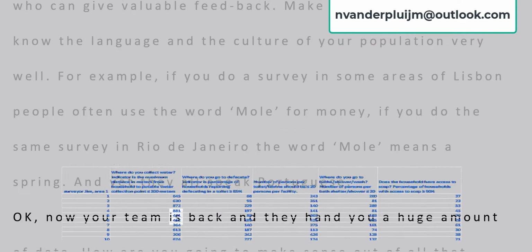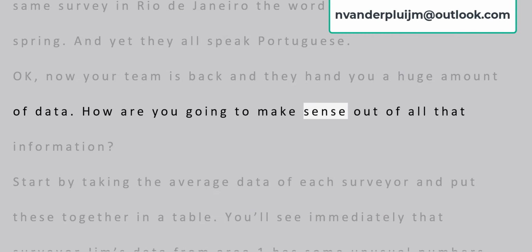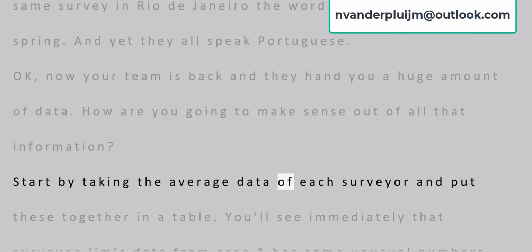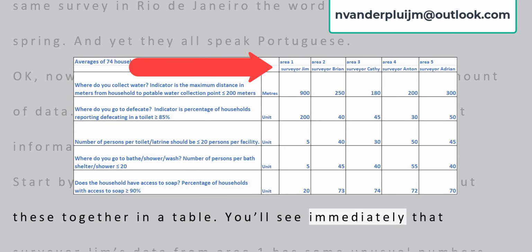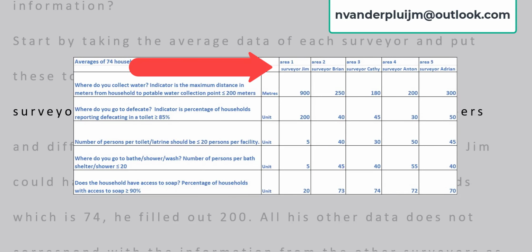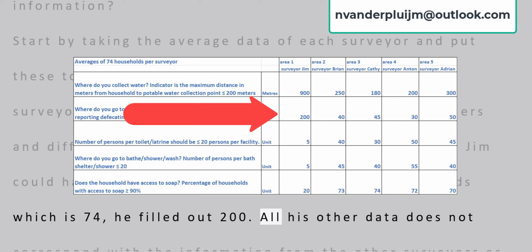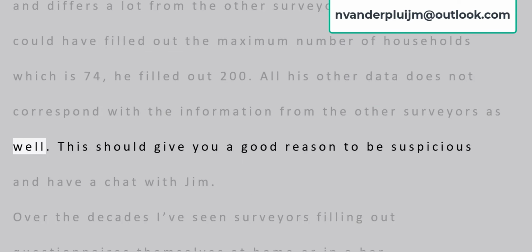Okay, now your team is back and they hand you a huge amount of data. How are you going to make sense out of all that information? Start by taking the average data of each surveyor and put these together in a table. You'll see immediately that surveyor Jim's data from Area 1 has some unusual numbers and differs a lot from the other surveyors. There where Jim could have filled out the maximum number of households, which is 74, he filled out 200. All his other data does not correspond with the information from the other surveyors as well.